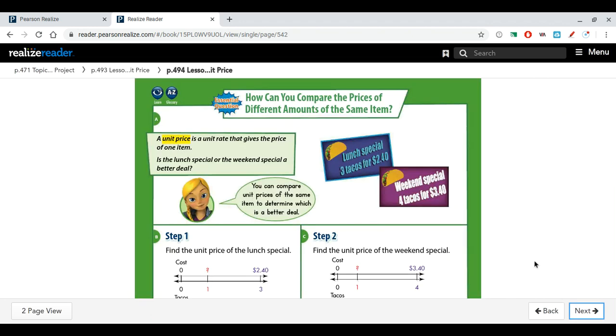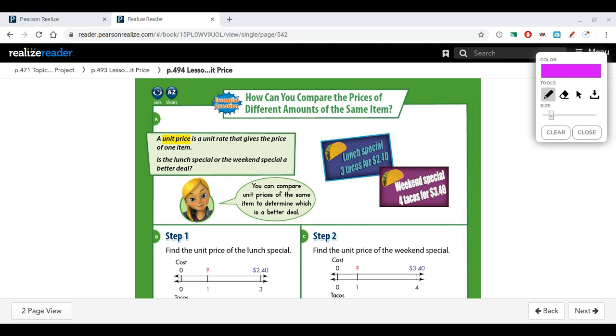All right. So if we take a look at this problem, it says, how can you compare the prices of different amounts of the same items? Well, we find that by finding the unit price. So is this lunch special or the weekend special a better deal? The lunch special is 3 tacos for $2.40. The weekend special is 4 tacos for $3.40. We need to find the unit rate of both of the specials and then compare.